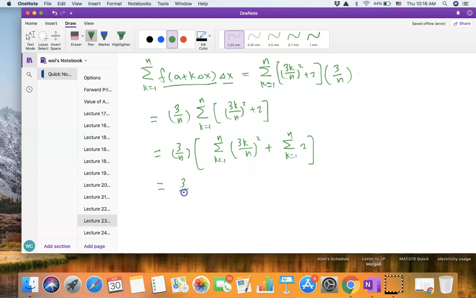Now, the summation of 2, this is like we have 2 plus 2 plus 2 plus 2 for n times. So the result is 2 times n. For the first summation, if we square 3k over n, we can have 9k squared over n squared.